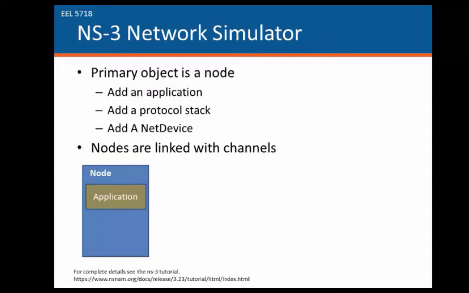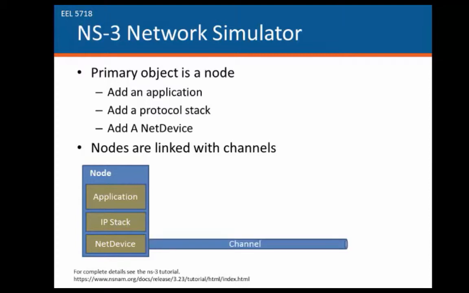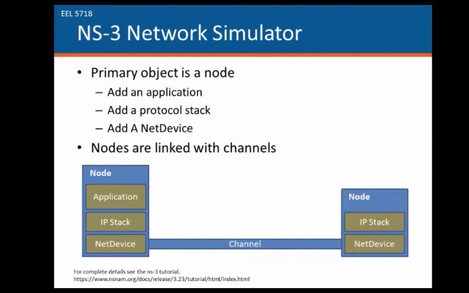These nodes are generic, so we have to add an internet protocol stack in order to understand IP. And then finally, to the node, we need to add a net device, which is similar to a network interface card, to interface with the channel to talk to other nodes. NS3 supports channels such as CSMA, point-to-point, and Wi-Fi. In our simulations, we'll be using the point-to-point protocol to talk with the other nodes in the network.